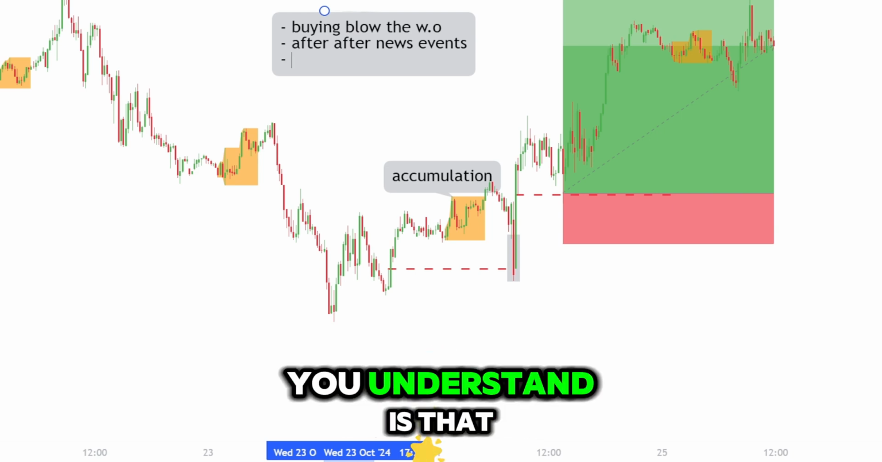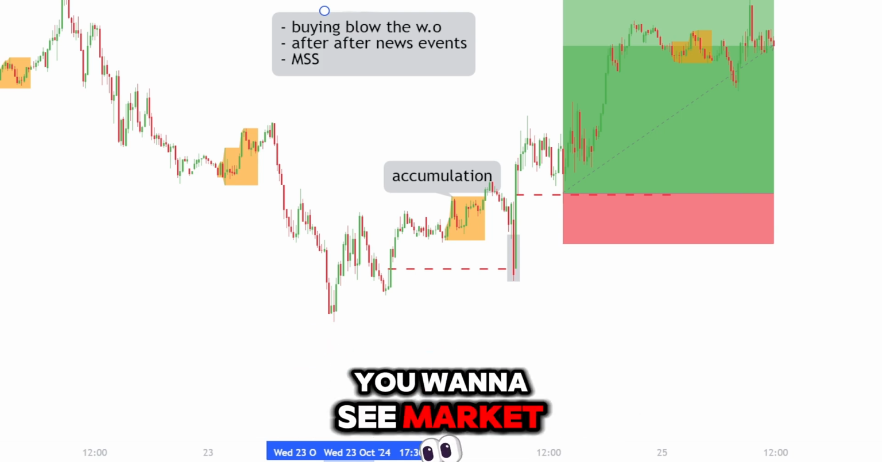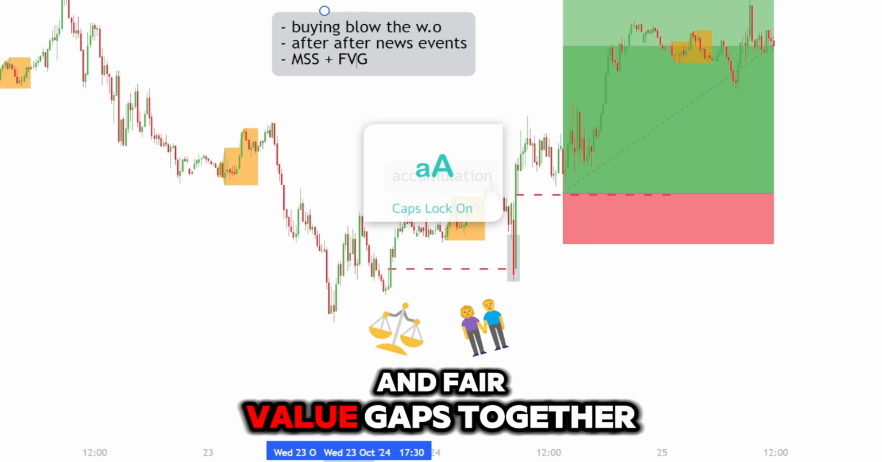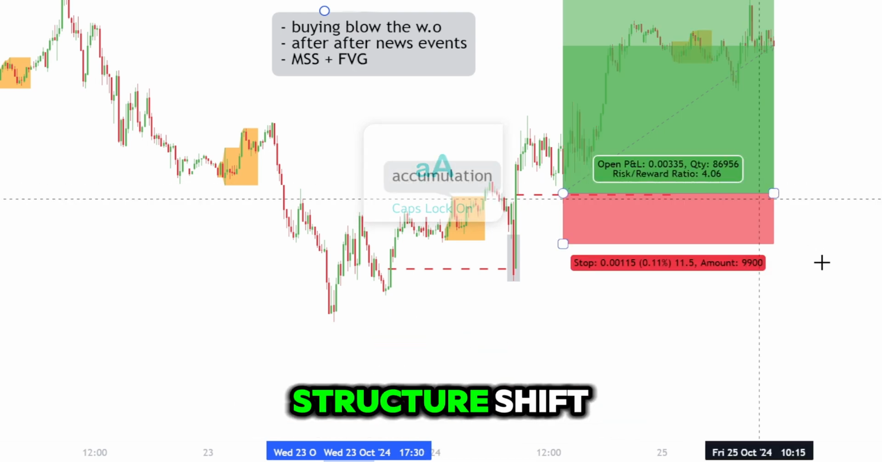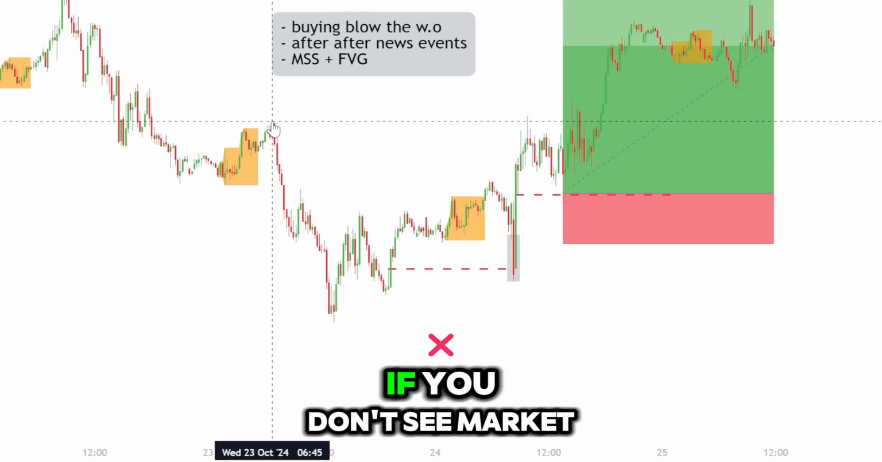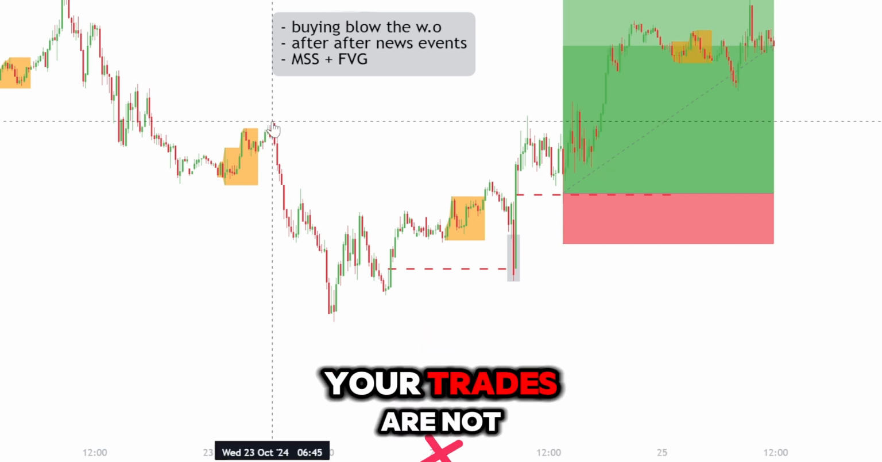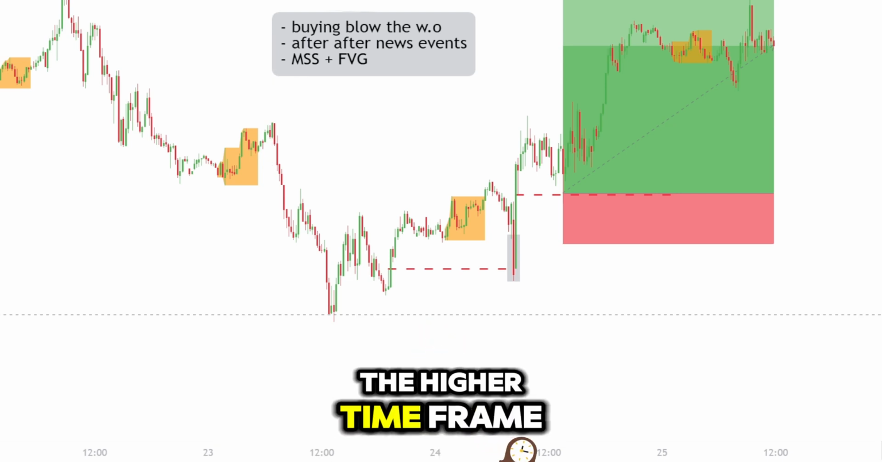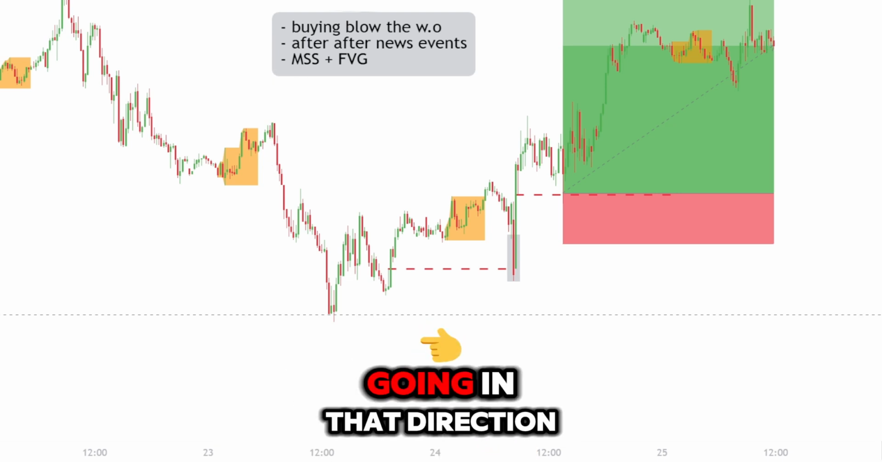And the last thing you need to understand is that you want to see market structure shift and fair value gaps together. So if you don't see a key market structure shift, so in this case, you see one just over here, or you see another one just over here. If you don't see market structure shifts, your trades are not valid because the market, the higher time frame, isn't predicting or isn't going in that direction.